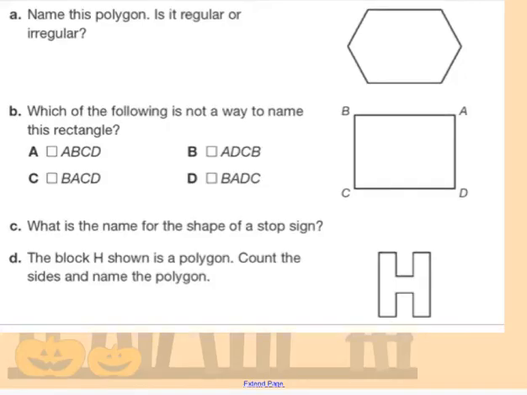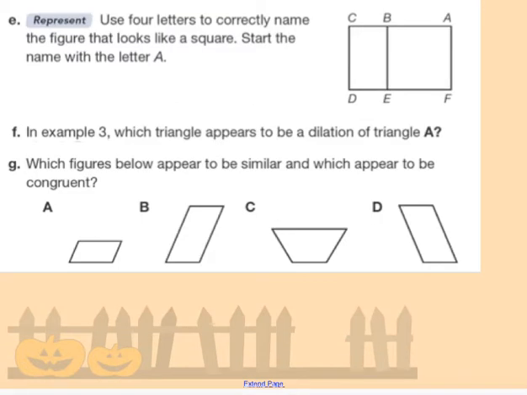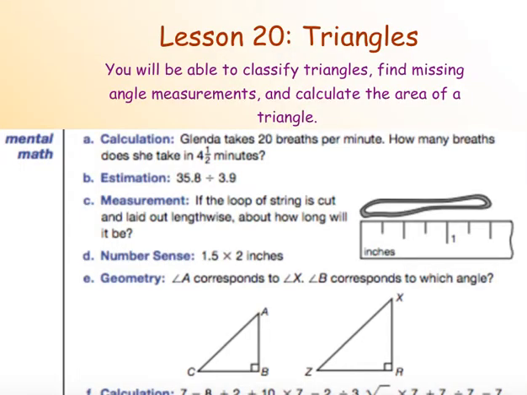Here are some other examples that you can work through for yourself, if you would like some extra practice with this idea. Now let's move on to some triangles. And the goal here is to be able to classify triangles not only with side lengths, but also with angles. All right, be able to find missing angle measurements and find the area of a triangle.